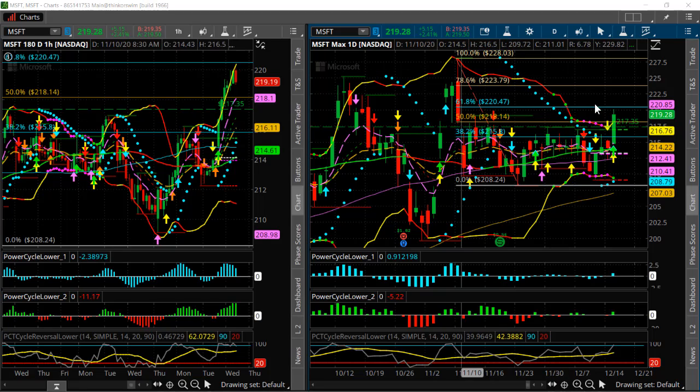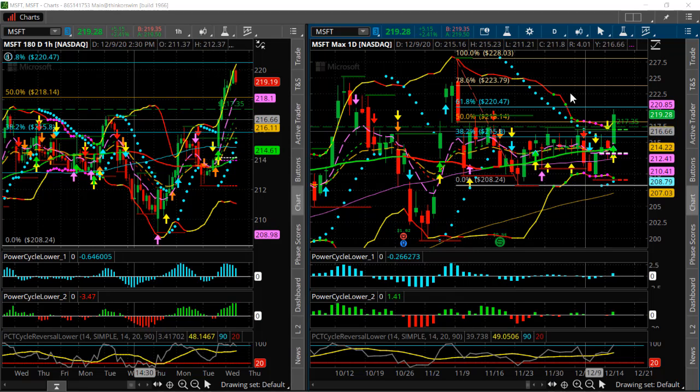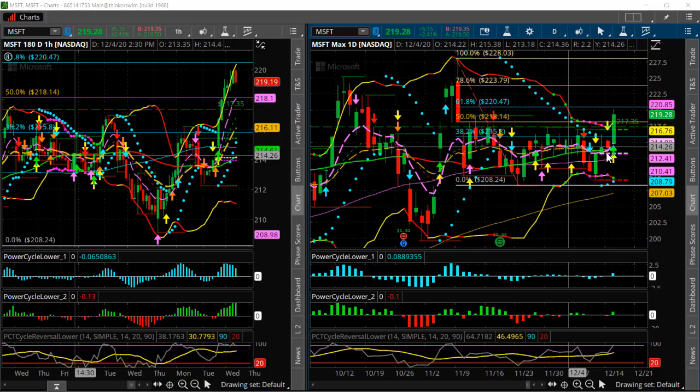So first off, Microsoft's been trading in a really consolidation phase here basically since about November the 10th. You can see it came down here. It's just been in a tight range here for over a month. And this is also what we call a volatility squeeze. So very, very tight consolidation range.